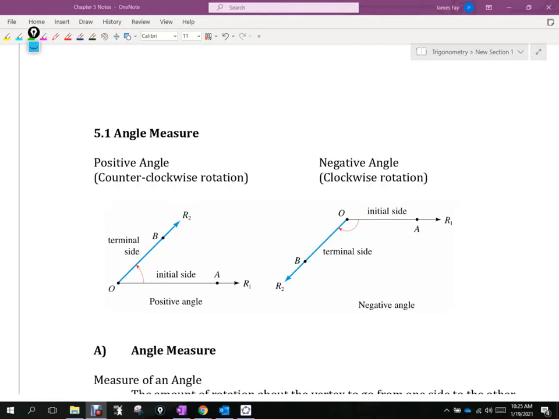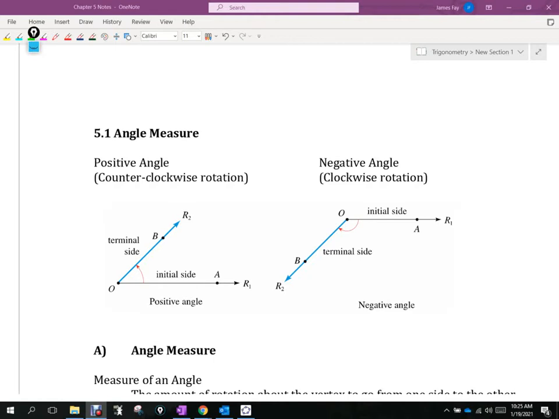When we talk about trigonometry, we're obviously going to study triangles and groups of three angles and that sort of thing. But the number one thing to talk about is an individual angle.